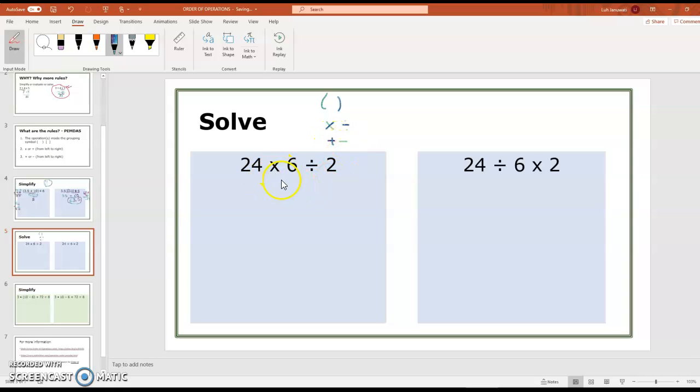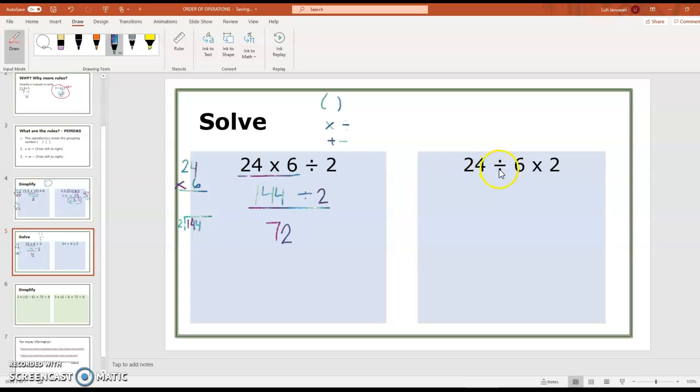In this case, because the multiplication is on the left, you do that one first. So that's 144, right? You say 6 times 20 is 120. 6 times 4 is 24. You add them, that's 144. Or you can do 24 times 6, of course, always. Okay. And you do 144 divided by 2 is 72, right? 140 divided by 2 is 70. 4 divided by 2 is 2. Or you can do 144 divided by 2 like this as a long division.